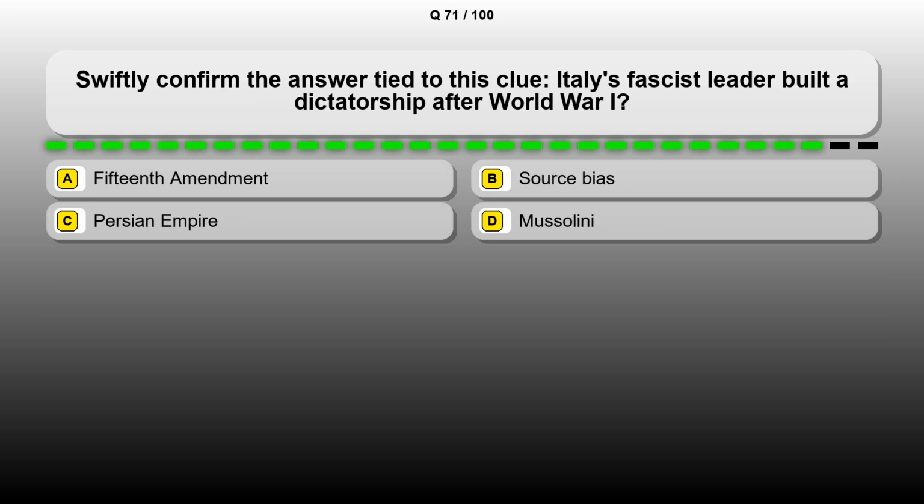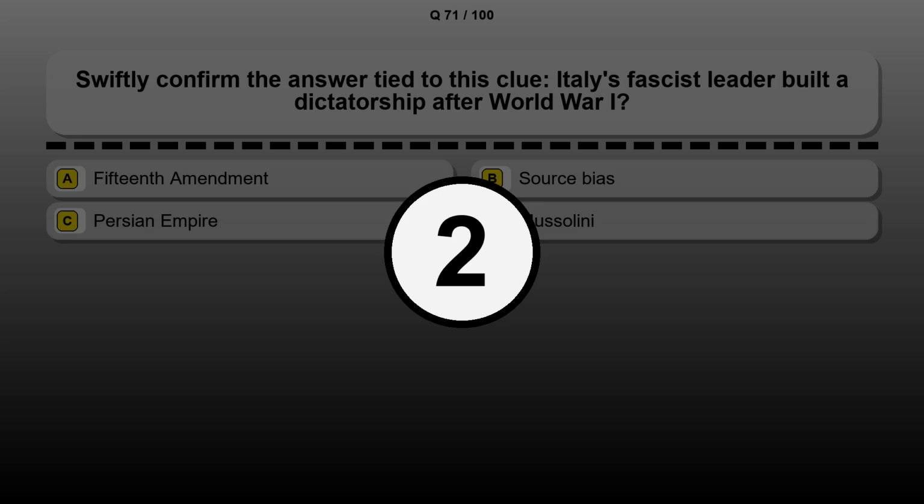Question 71. Swiftly confirm the answer tied to this clue. Italy's fascist leader built a dictatorship after World War I. Option A, 15th Amendment. Option B, source bias. Option C, Persian Empire. Option D, Mussolini.